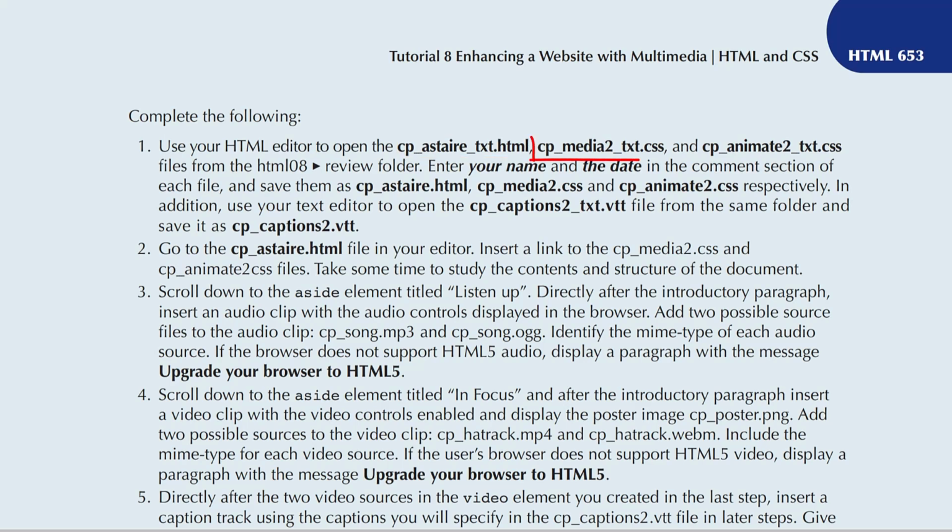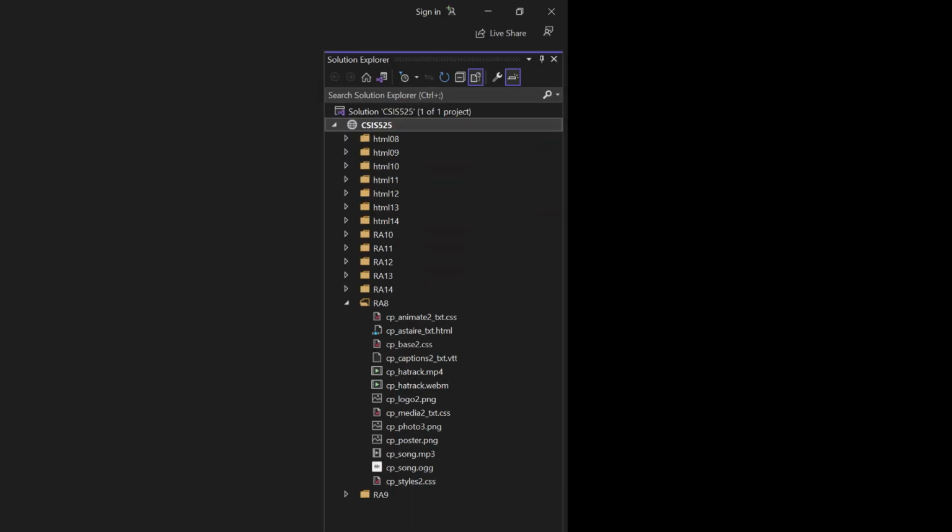cp_astaire_txt.html, cp_media2_txt.css, and cp_animate2_txt.css. And those are in the Review Assignment 8 folder. So we'll switch over to Visual Studio now.